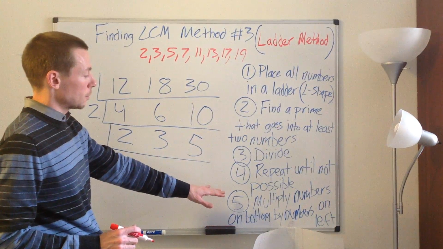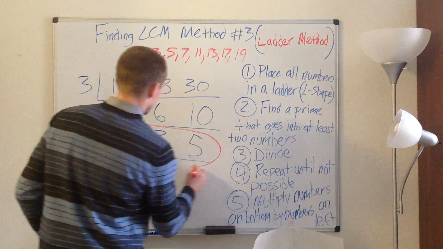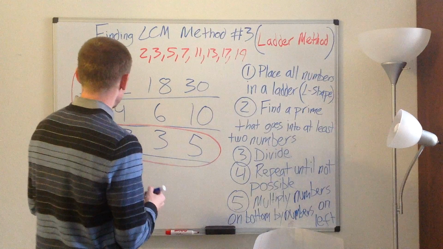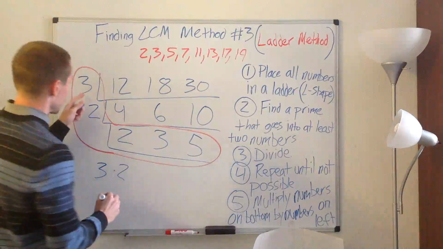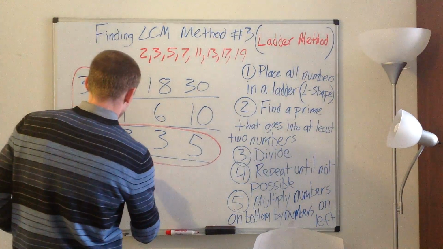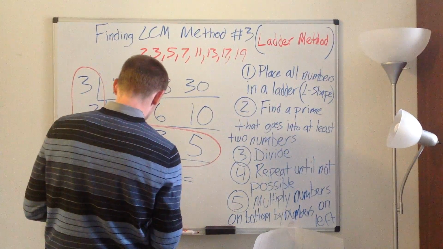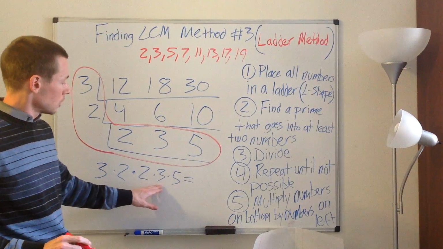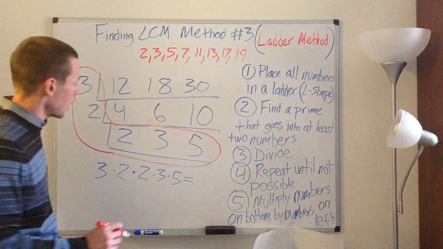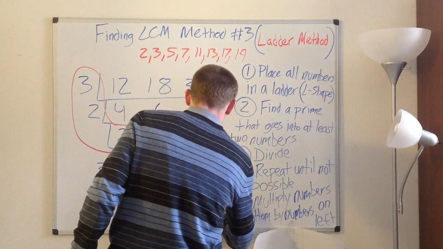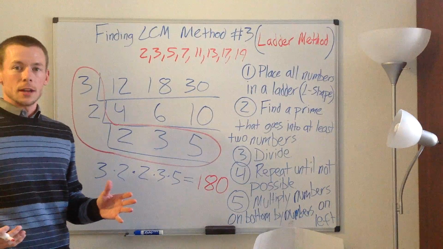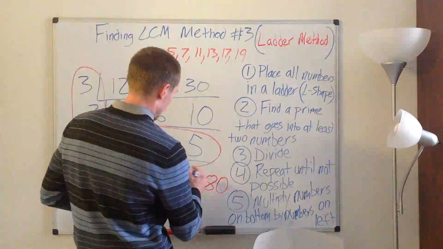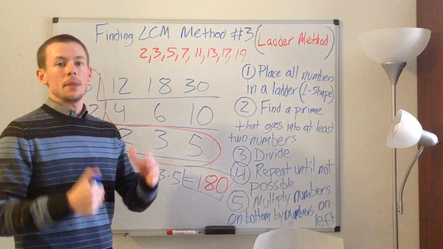So we still want to multiply the numbers on the bottom by the numbers we took out on the left. So what we have is 3 times 2 times 2 times 3 times 5. Well, 3 times 2 is 6, and then 6 times 2 is 12. 12 times 3 is 36, and then 36 times 5 is 180. So the lowest common multiple of 12, 18, and 30 is 180. And this concludes this video.